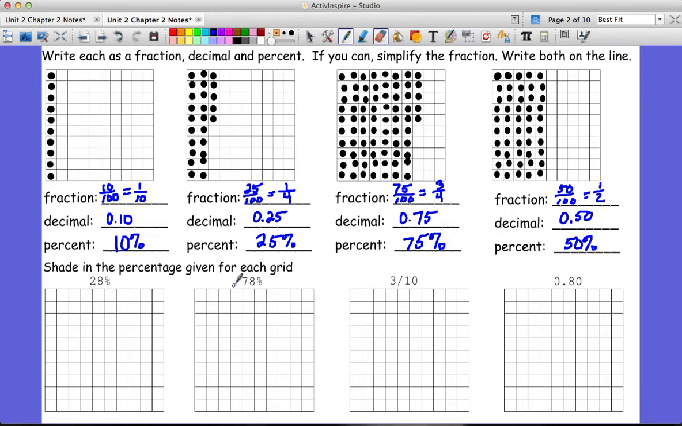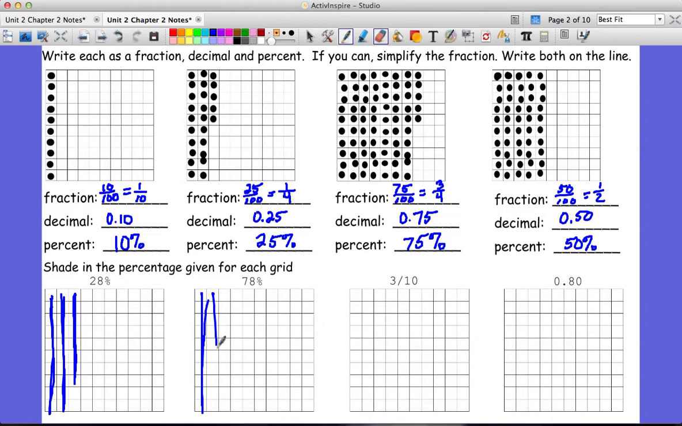Right, now what I want you to do is do this in reverse. I want you to shade in the percentage for each grid, and then when you come back, we'll check your answer. All right, so for this one, you should have colored in, and I'm just going to color it in by rows so we can go quickly. So there's 20, and then 8, so 28%, 28 out of the 100 that are there.